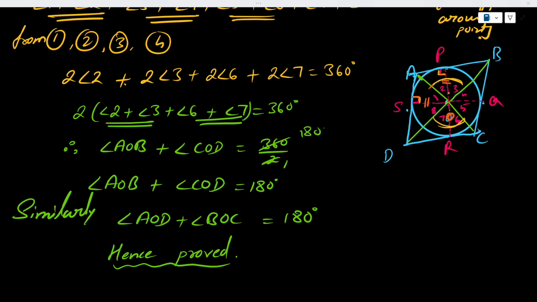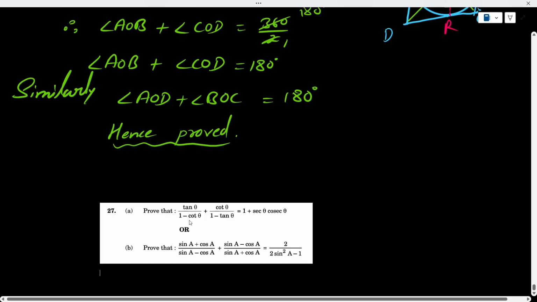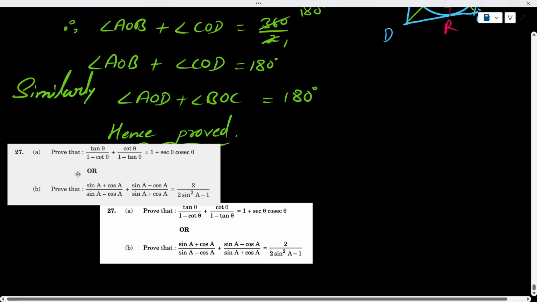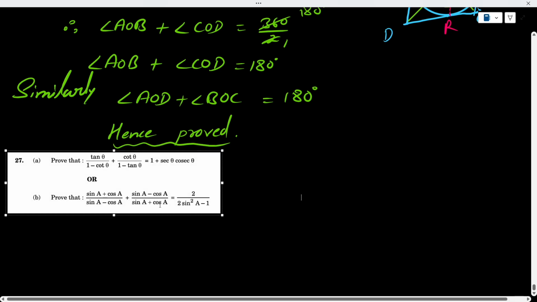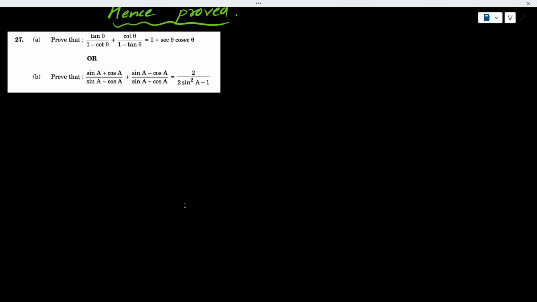Just let me show you here. 26th is done, then again 27th here. Again, there is an internal choice of trigonometric identity proof based question here. See, this is the question. Now, any one you can do here, but we are discussing the paper, so I'm doing both. When you do it, if you have time, you can do it. But it's better you do error-free work and do whatever is given, right?